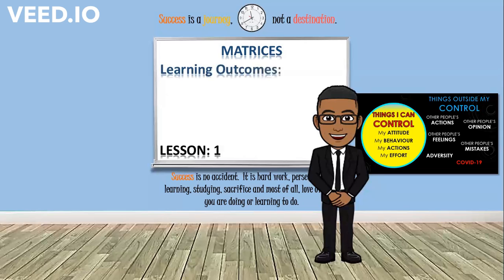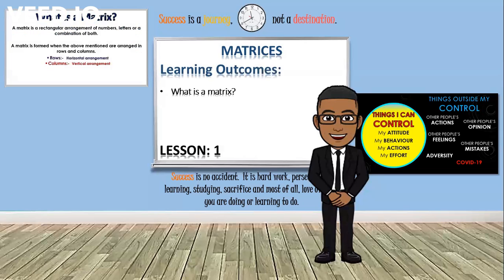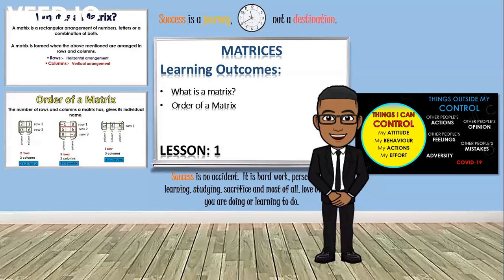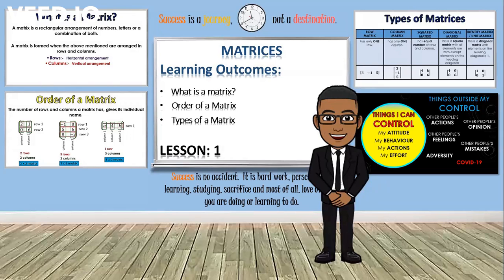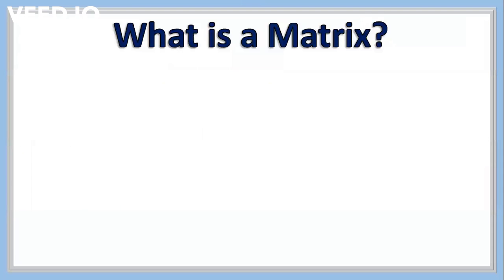Our learning outcomes for today: you should be able to tell what is a matrix, identify the order of a matrix, and the types of a matrix. Let us get started. What is a matrix?